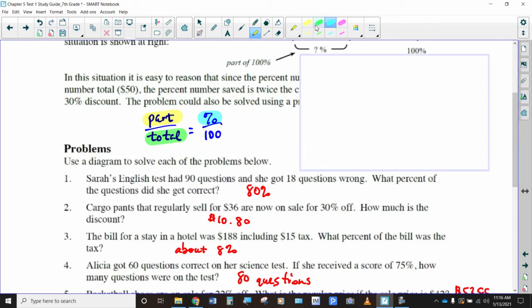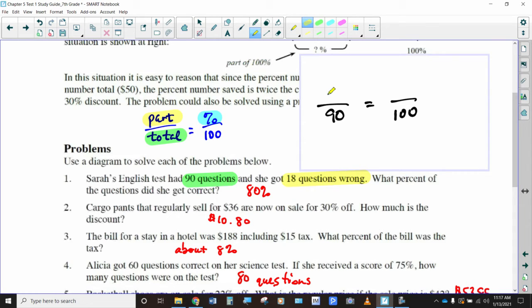Sounds to me like this is the total, so I'm going to highlight the total here, and then I'm going to create my percent proportion, which I know has 100 in the denominator, and I'm going to write this number in place of the total in the denominator of this fraction. Then it says she got 18 questions wrong, so that represents the part. So I'm going to highlight this for the part.